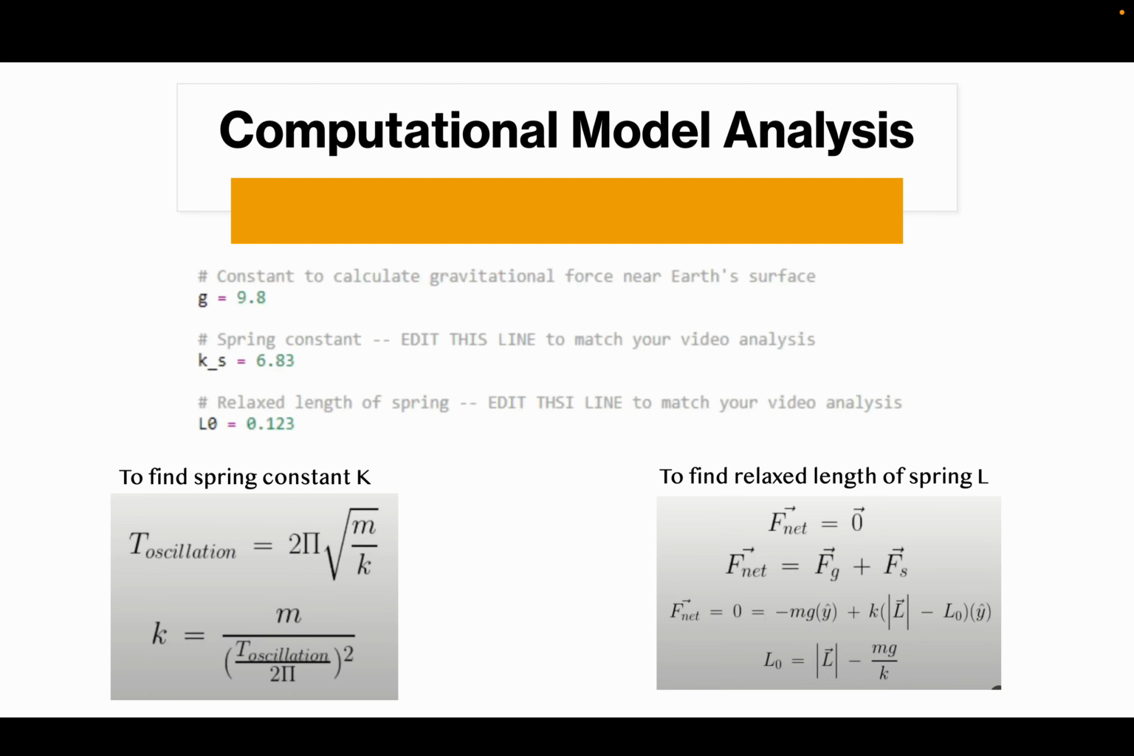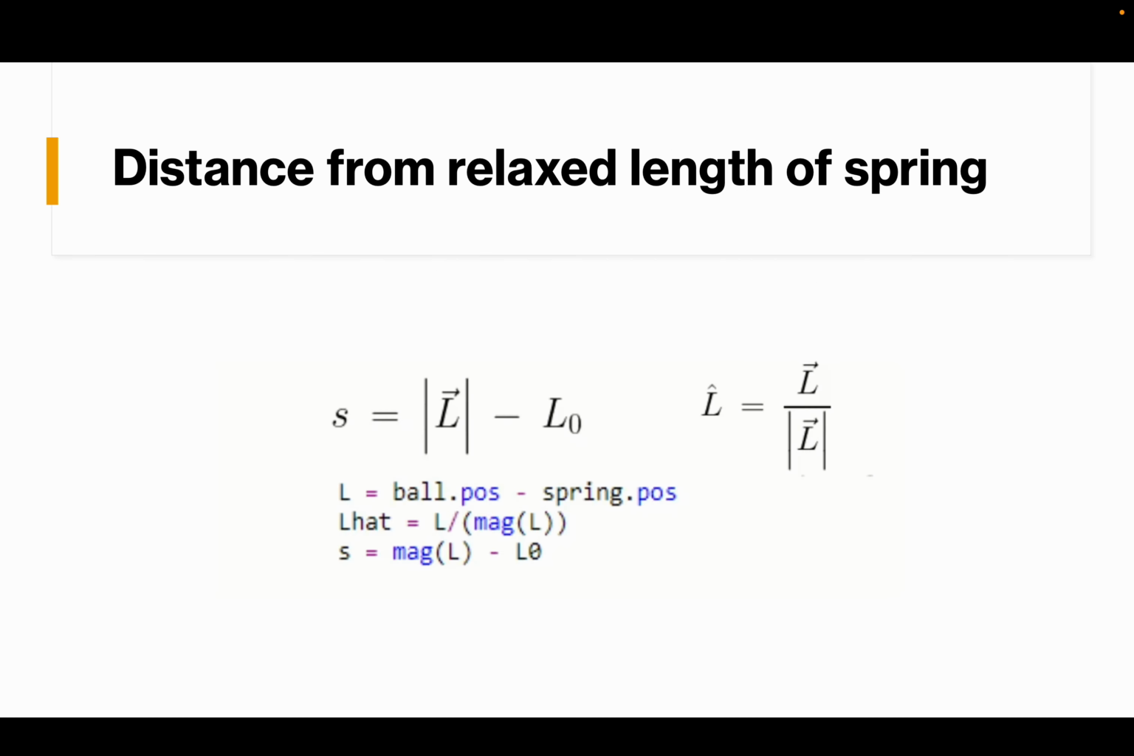We also needed to calculate the spring constant and the relaxed length of the spring. This was done after watching the pre-lecture videos for this week, which explain how to do this in detail. As well, we use some formulas, as you can see, to find the spring constant and the relaxed length of the spring L, and the results are there in the computational model. Also, for the computational model, we needed to find the distance from the relaxed length of the spring, and here's the formula we used and how we implemented it into our computational model.